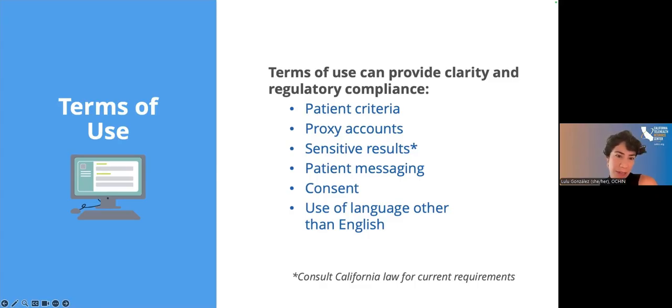Proxy accounts. Proxy accounts are essential for caregivers, parents, or legal guardians managing a patient's care. Your policy should outline how these accounts are created, who qualifies as a proxy, and how privacy is managed or maintained. For example, what happens when a minor reaches the age of medical consent? It's crucial to have a workflow for transitioning proxy access appropriately.